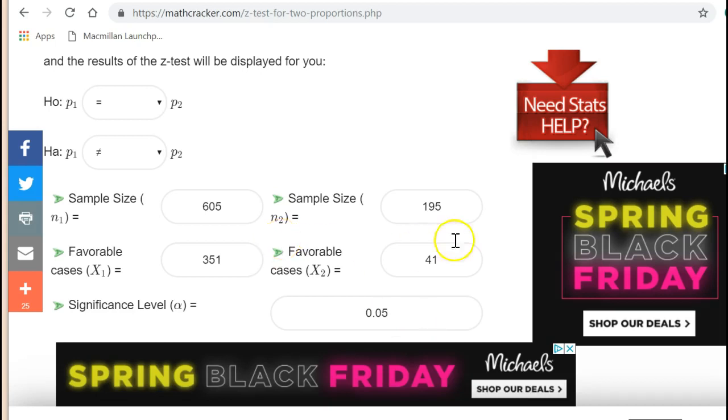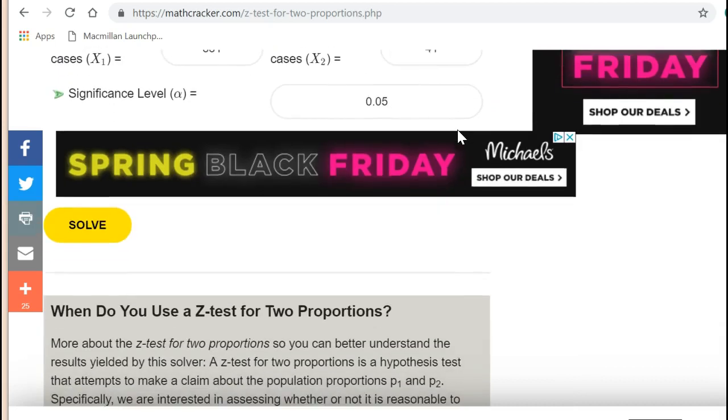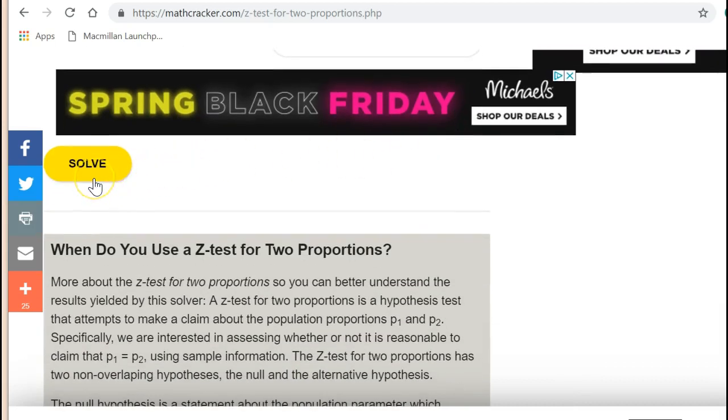Now, this is a free applet, so notice that it does have ads in it. But what you're looking for is the yellow Solve button. So click on the yellow Solve button, and it may take the applet just a moment to come up with a solution.